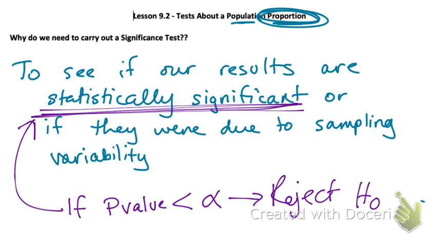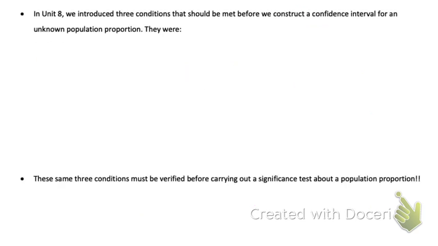Now I'm going to tell you how it all works, and then I'm going to show you that your calculator is going to do the hard lifting for you. But I am going to show you how it all goes together. In Unit 8, we introduced 3 conditions that had to be met before we construct a confidence interval for population proportion. What were the 3 conditions that we had to check to do a confidence interval for proportions?